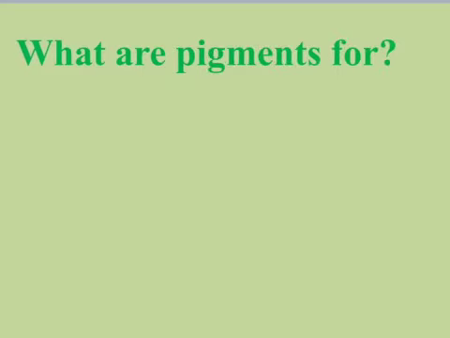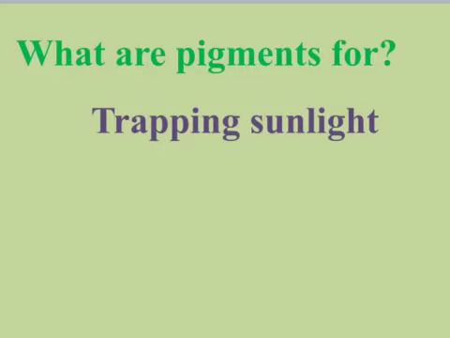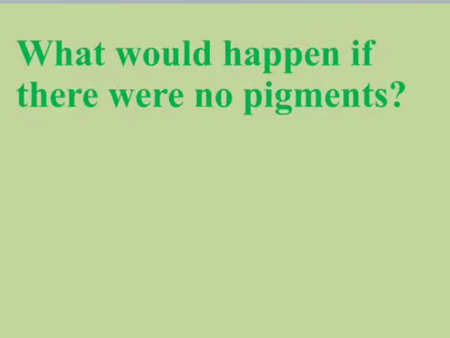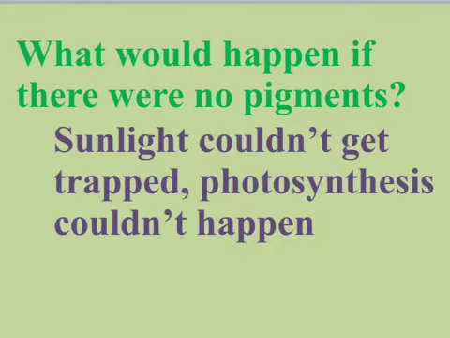What are pigments for? Basically, pigments are just there to trap sunlight. Their job is to trap sunlight. And what would happen if there were no pigments in a plant? Well, since the job of a pigment is to trap light, if there were no pigments, the plant wouldn't be able to trap light. Without light getting trapped, you don't have one of the ingredients you need for photosynthesis. Photosynthesis couldn't happen. The plant wouldn't have glucose. Nobody would have any glucose, and then we would all be in deep trouble.